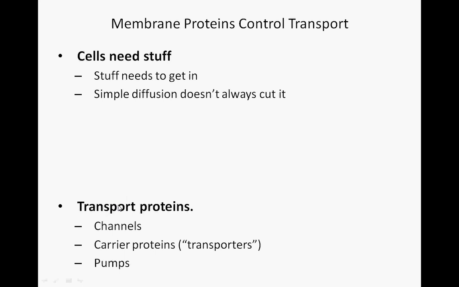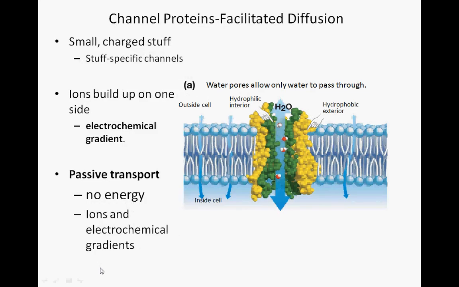So transport proteins come in three different types that I want people to be familiar with. One are called channels, another are carrier proteins, which are also called transporters, and then the last one are pumps. Channel proteins participate in something called facilitated diffusion. This is where you have small charged stuff that needs to get in or out of a cell. Channel proteins tend to be stuff specific. You can have a channel protein that's specifically there to allow water molecules to pass through, and it won't allow other molecules to pass through.